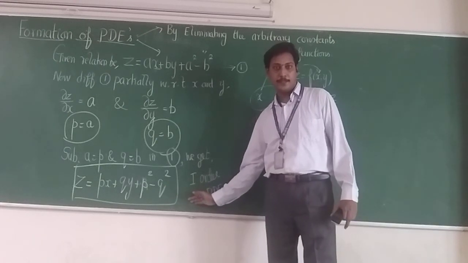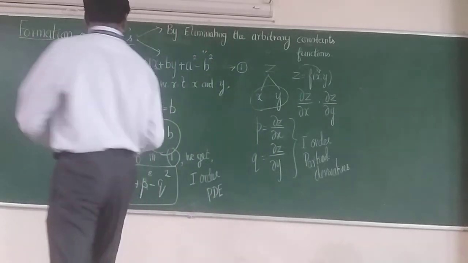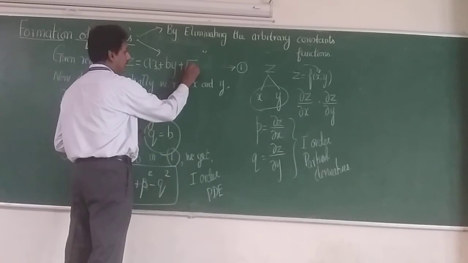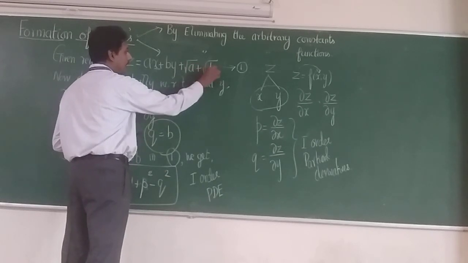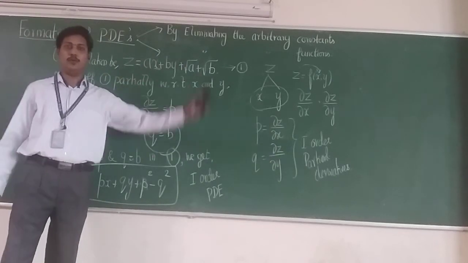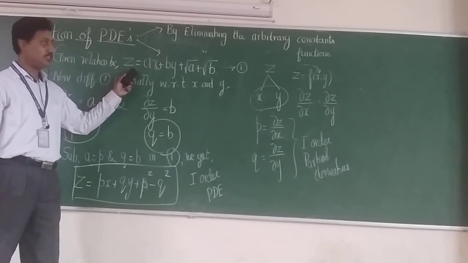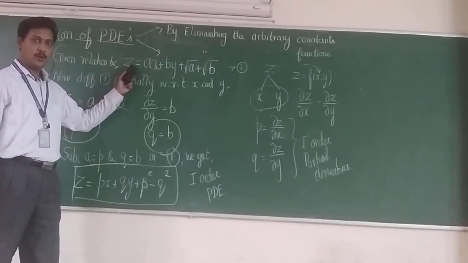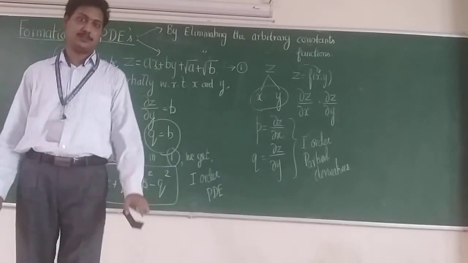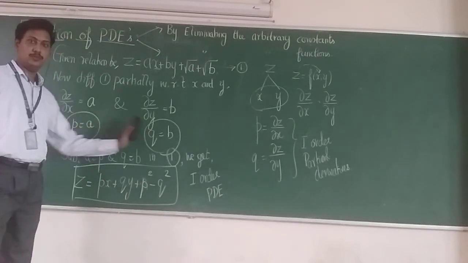Got it? So right. Let us see the second problem. The same equation, I can simply replace here with root a plus root b. So how many constants? Once again, a and b, only two constants. And this is equation number 1. Differentiate 1 with respect to x and y. Once again, a and b are constants, so they disappear automatically. So that we get a equal to p and q is equal to b.